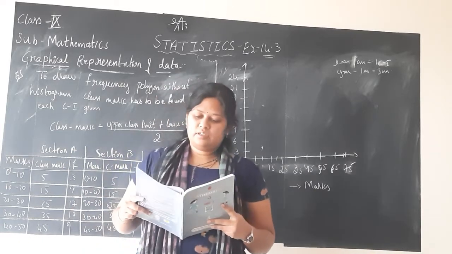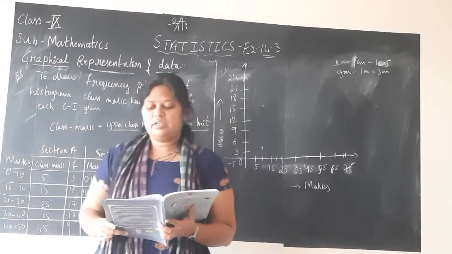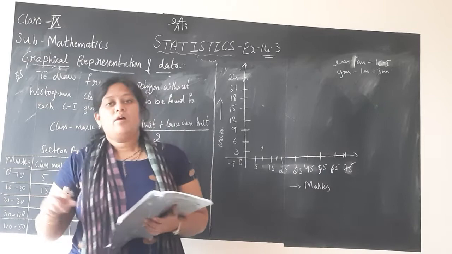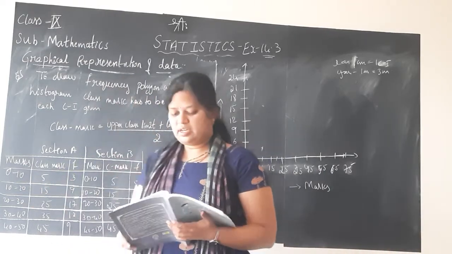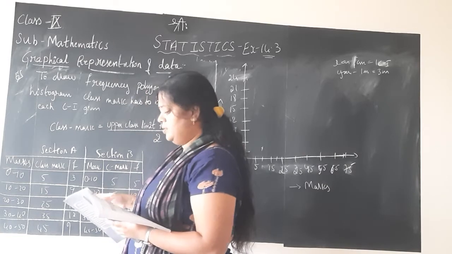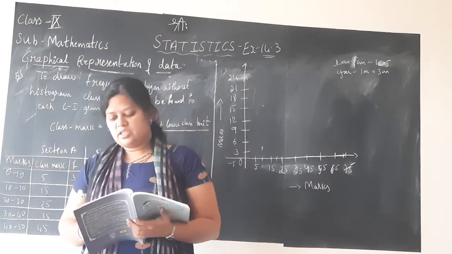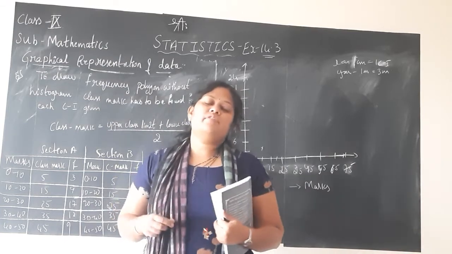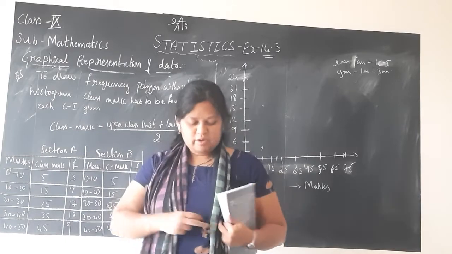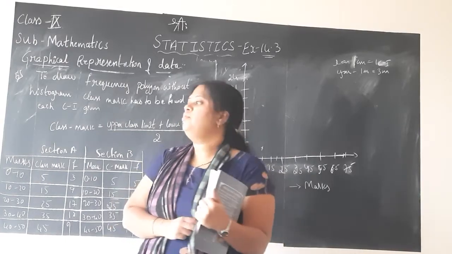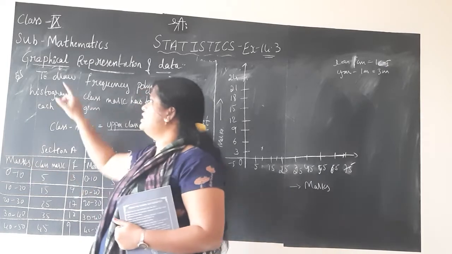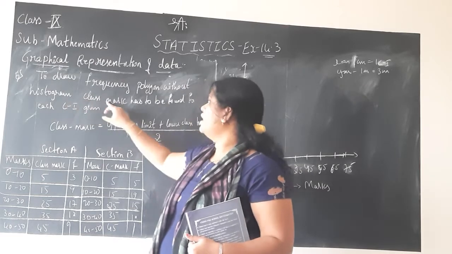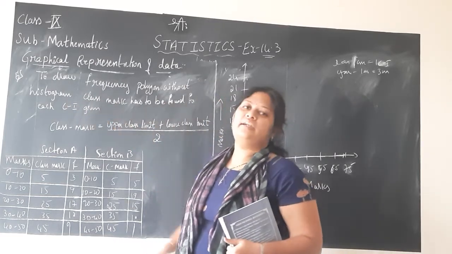So sixth question is, children, the following table gives the distribution of students of two sections according to the marks obtained by them. I already read the question for you, no? So here section A and section B, two sections are there, and they have given represent the marks with the help of frequency polygon. So here I explained you already to draw the frequency polygon curves without actually drawing the histogram. How to do? We have to find the class mark. So one sentence I have written here. To draw the frequency polygon without histogram, class mark has to be found for each class interval given.